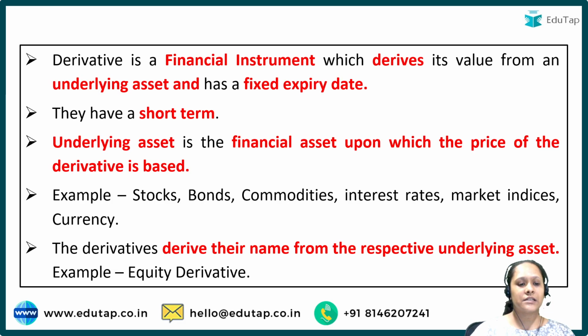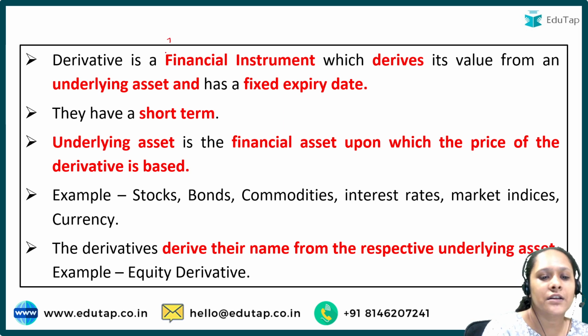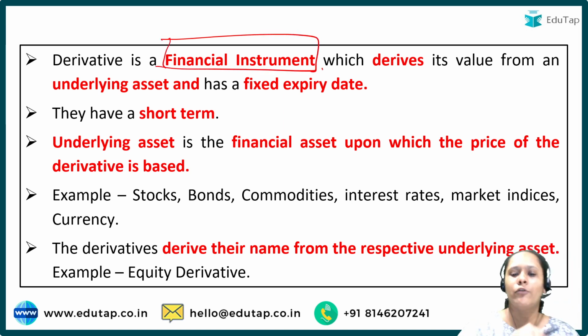Now let us understand what is a derivative. See, there are three important terms when you are supposed to understand what derivatives are. The first thing is that a derivative is a financial instrument. What do you mean by a financial instrument? It means that a derivative is similar to bonds or equities, wherein you as an investor can make an investment and get returns. The next thing is that the derivative derives its value from something.